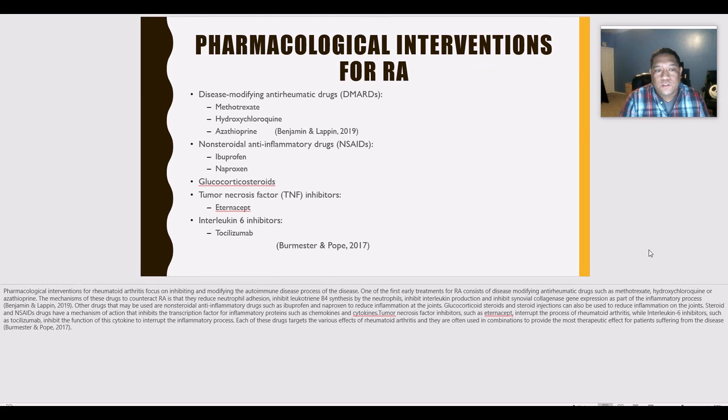You can also use non-steroidal anti-inflammatory drugs and steroidal drugs such as glucocorticoids that both inhibit the inflammatory process through mechanisms of action, such as the formation of the chemokines and the cytokines and all the other processes that happen during the inflammatory process. Specifically, tumor necrosis factor inhibitors and interleukin inhibitors are two drugs that specifically inhibit those two things respectively, as those are two factors that are also part of the formation of the inflammatory response that occurs with RA.